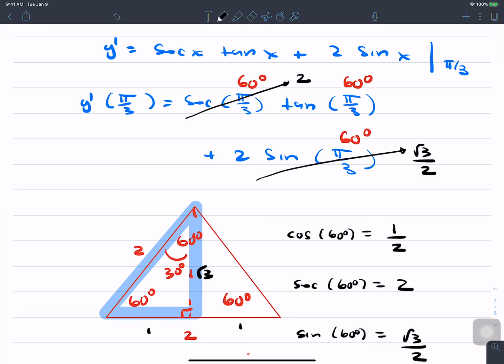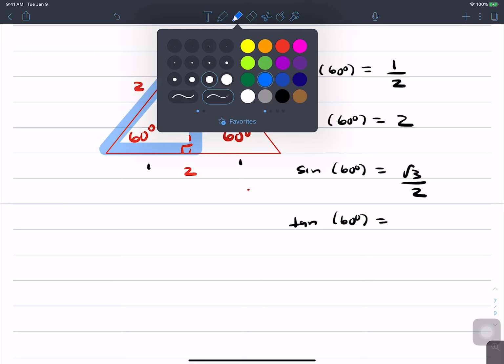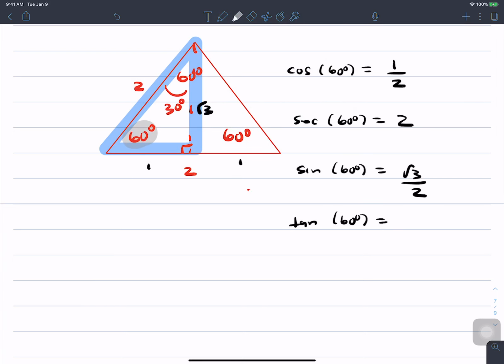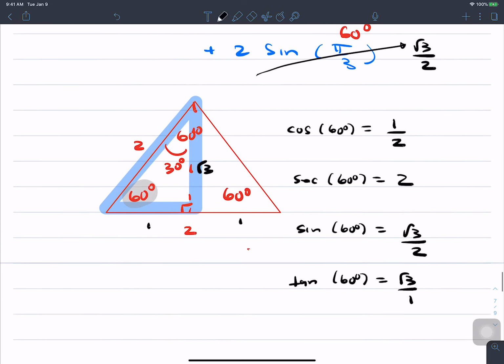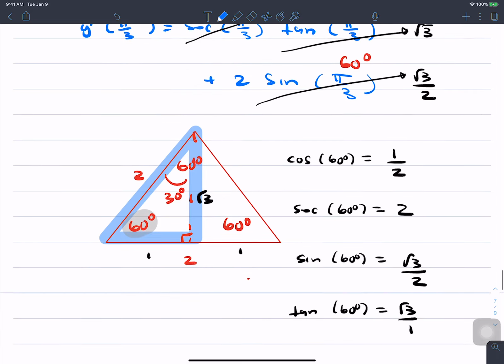We just need tangent now. You say, what's tangent of 60? Well, tangent of 60 degrees is opposite over adjacent. Remember, this is my 60 degree angle here. So it's square root of 3 over 1. So I replace the tangent with square root of 3 over 1, which is just square root of 3. So here's my y prime. It's 2 square root of 3.